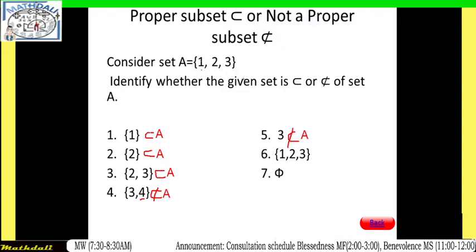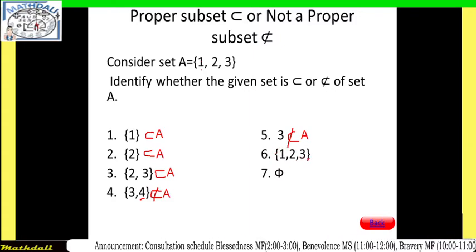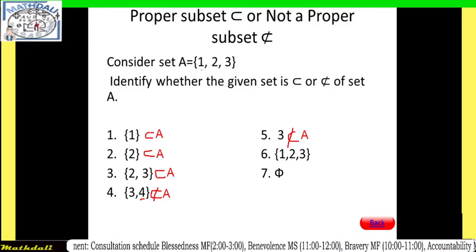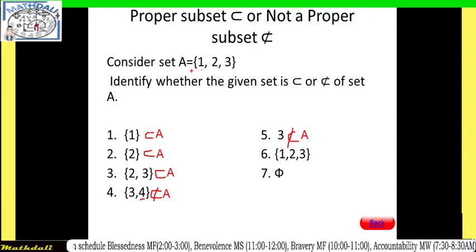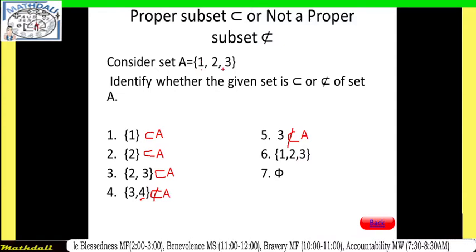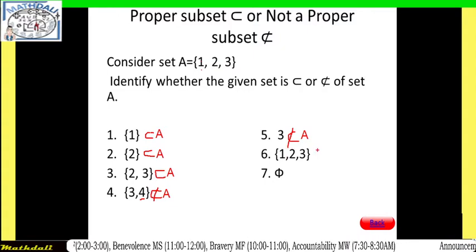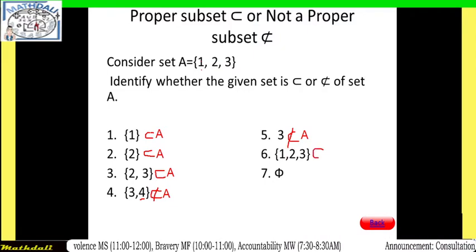Okay, next. Let us have number 6. The number 6 natin, we have 1, 2, and 3. These are the element of this set. That is also a subset of set A. But the question is, meron bang element itong si set A na wala dito? So, wala. Definitely, this is not a proper subset.